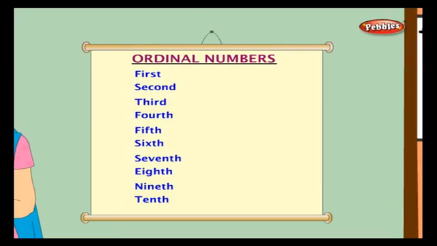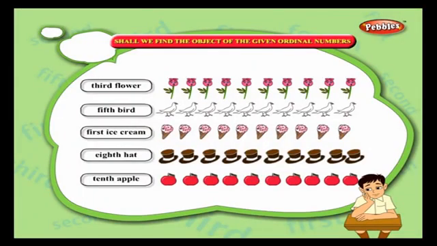Let us learn these numbers through some examples. Shall we find the object for the given ordinal numbers? Third floor. Find out the third floor in this row. Start counting. First, second, third. This is the third floor. Fifth bird. Let us find the fifth bird. Start counting. First, second, third, fourth, fifth. This is the fifth bird.